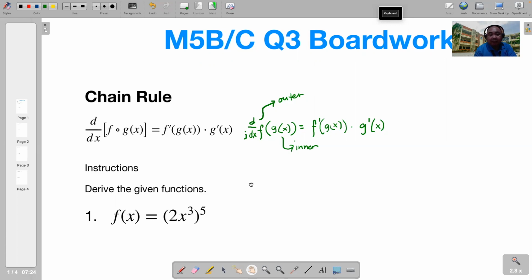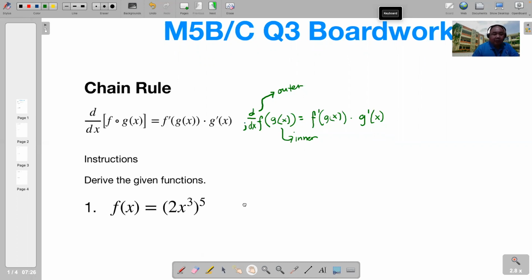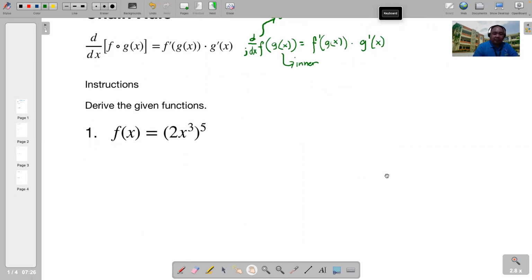So let's have a brief practice first before we move on, to see whether you still can remember how to identify the inner function and the outer function. For example, let's have number 1. Could you tell me what is the inner function and what is the outer function? Right. The inner function here is 2x cubed. And what's the outer function?